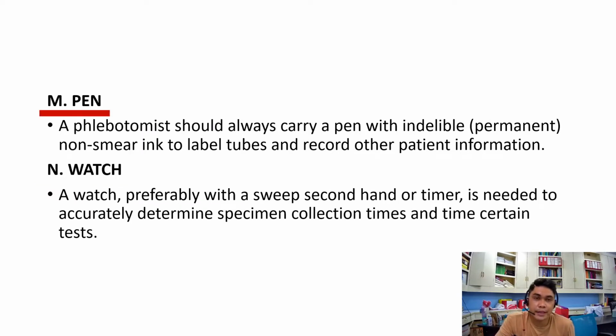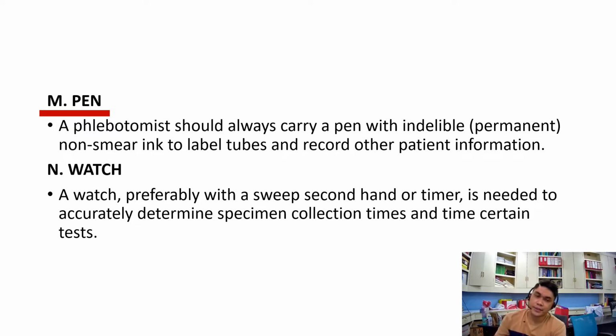The next is the pen. A phlebotomist should always carry a pen with indelible or permanent non-smear ink to label tubes and record other patient information. So you need a pen for labeling. In labeling the specimen, you need to write down the patient's full name, the date of birth, and also the time and date of collection.